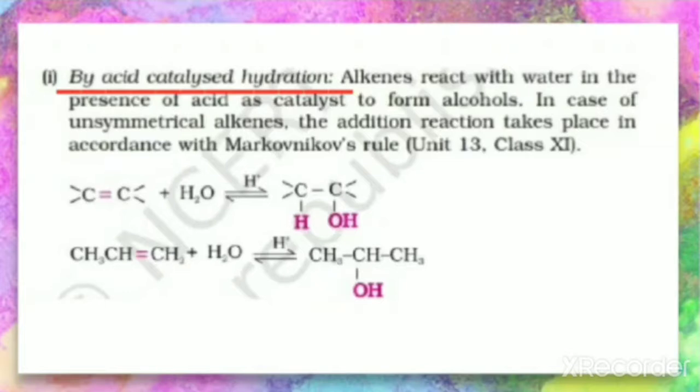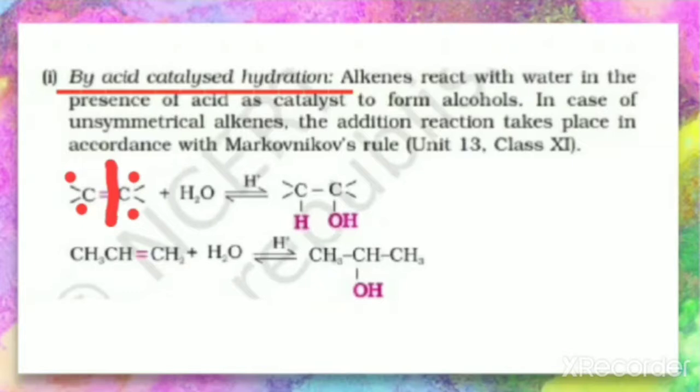In the case of a symmetrical alkene, as we discussed earlier, the double bond breaks, one H is added here, and one OH gets added on this carbon atom. In the case of a symmetrical alkene, you can add H and OH on either side, that means either on this carbon or on this carbon.